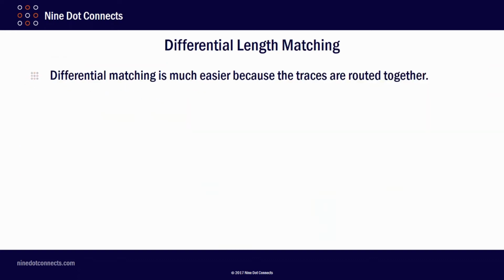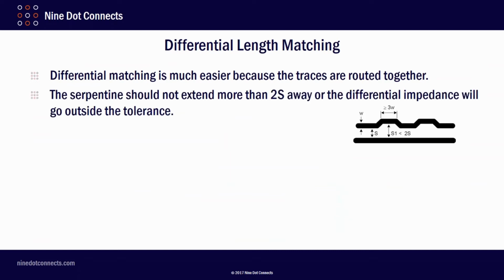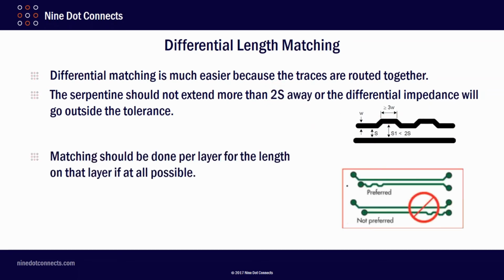Now, differential length matching. Differential matching is much easier because the traces are routed together as a pair. So the general thing I want you to keep in mind is with the differential pair, you want to try to maintain the differential impedance. So if you've got an Ethernet at 100 ohms or USB at 90 ohms, you don't want to cause this section of your trace to go too far away from your main trunk here, or else you'll go away from that differential impedance. So what they tell you is don't extend this portion of your length to more than twice the spacing. Matching should be done per layer for the length on that layer if at all possible.